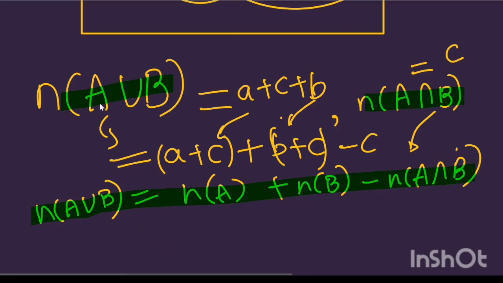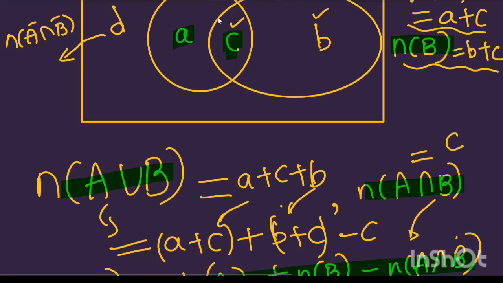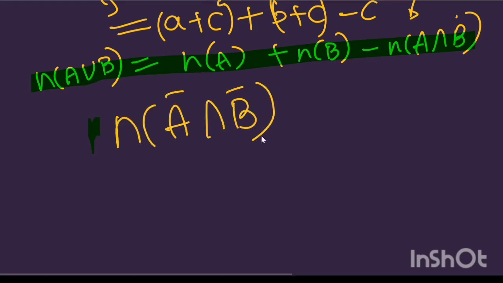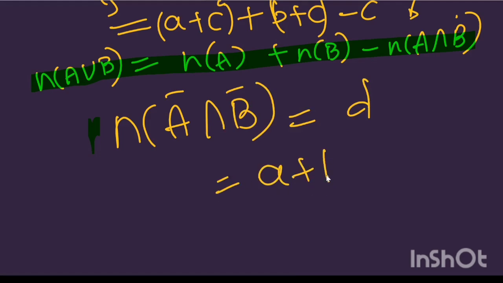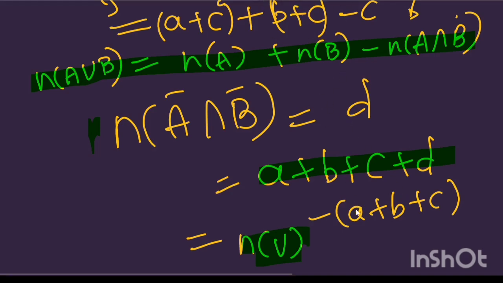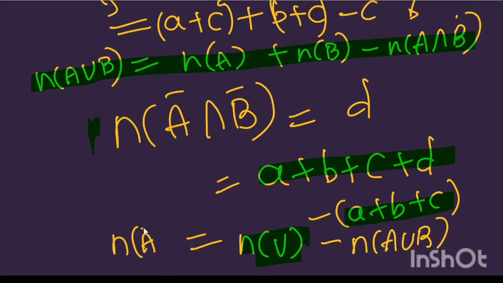Now here also, this A dash intersection B dash we can derive. It is D. So N of A bar intersection B bar, which is D, we can write as A plus B plus C plus D minus A plus B plus C. Now A plus B plus C plus D, this A to D, is NU, and A plus B plus C is N of A union B. So minus N of A union B.